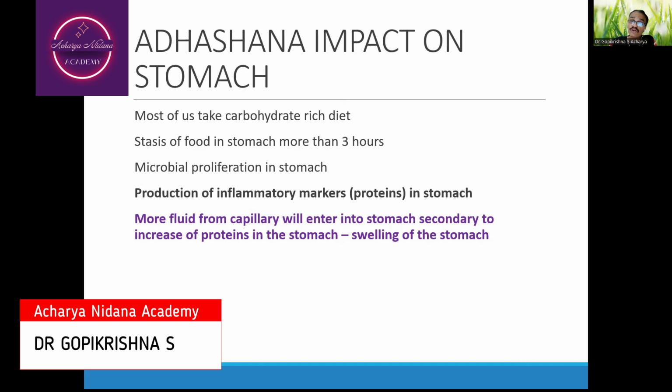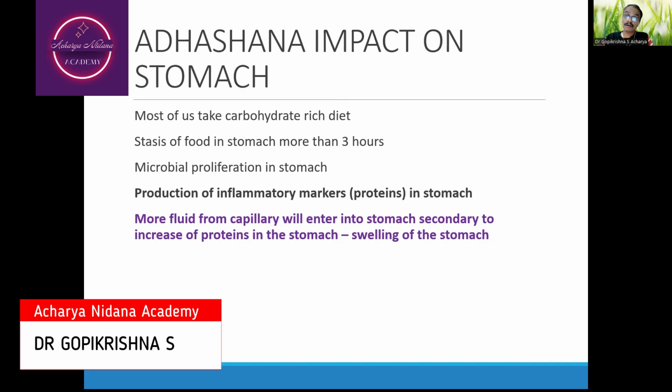This is because the food may remain in the stomach for more than 2 hours, because he has taken food frequently, before emptying of this particular food into the duodenum. This is responsible for the production of inflammatory markers in the stomach. When these inflammatory markers are produced in the stomach, they act as the reasons for the increase of oncotic pressure in the stomach lumen.